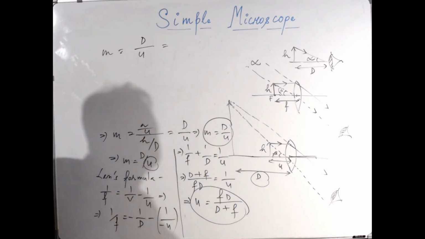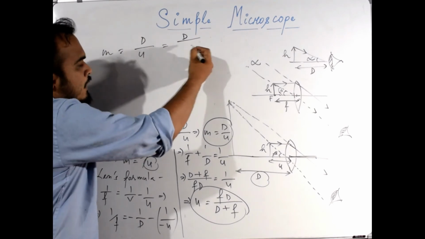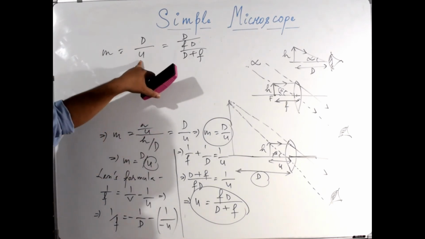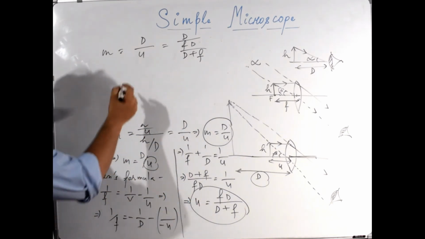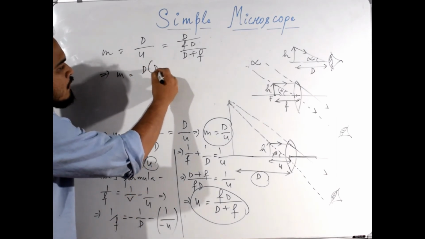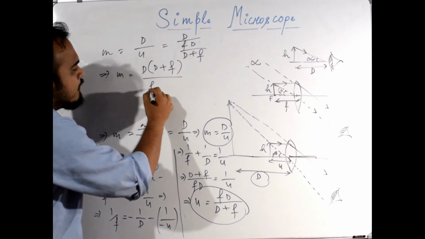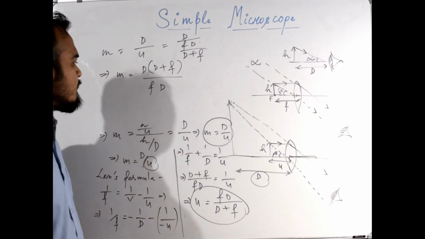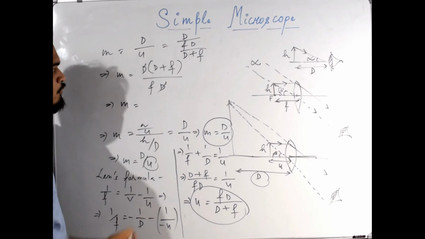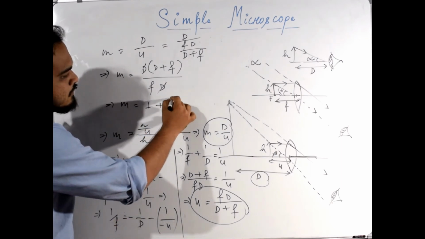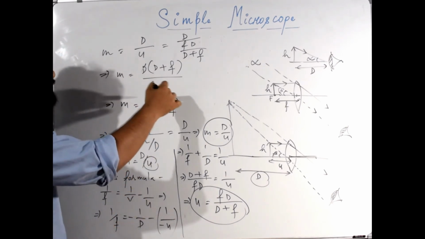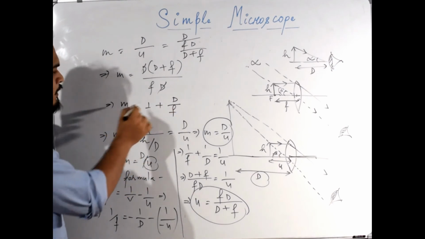So what is the u value? u is Fd divided by d plus f. We are putting the value of u from this equation. So finally m will be equal to d into d plus f divided by Fd. So this d gets cancelled. So m will be equal to 1 plus d divided by f. If you simplify, it will be 1 plus d divided by f.